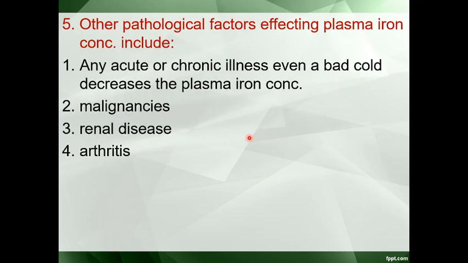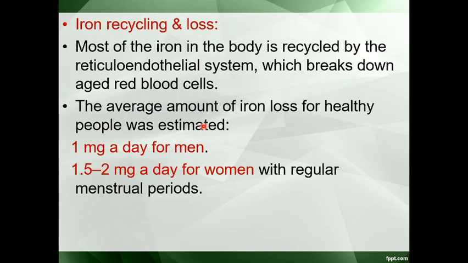Other pathological factors affecting plasma iron concentration: any chronic illness or acute illness, even a bad cold, decreases the plasma iron concentration because the dietary intake is compromised. Same happens in malignancies, in renal disease, in arthritis. The dietary intake is compromised, and in all these conditions the iron concentration will be low.